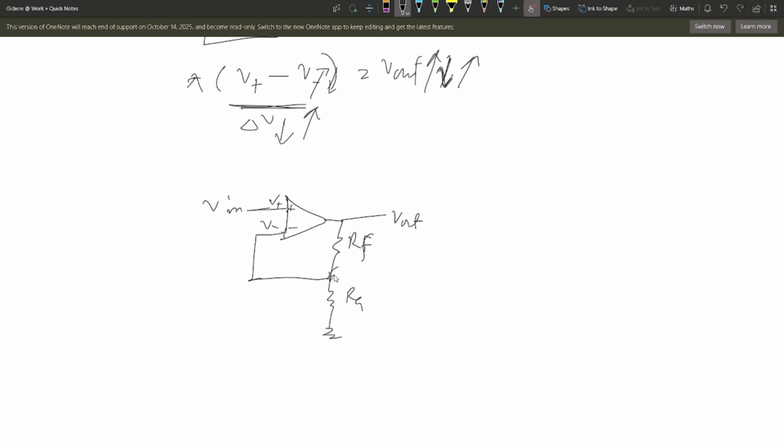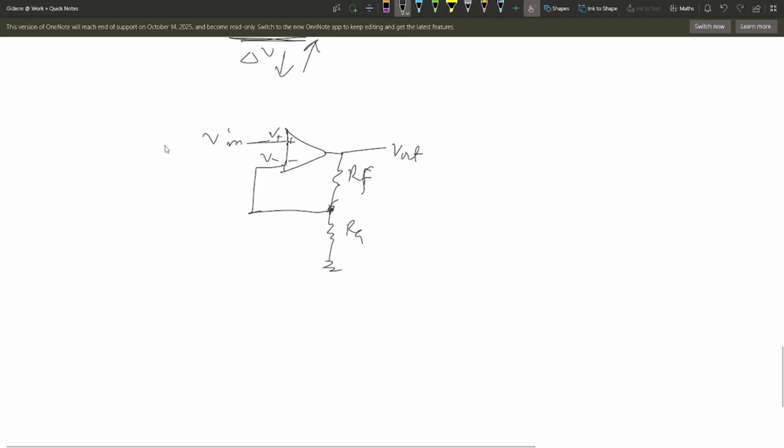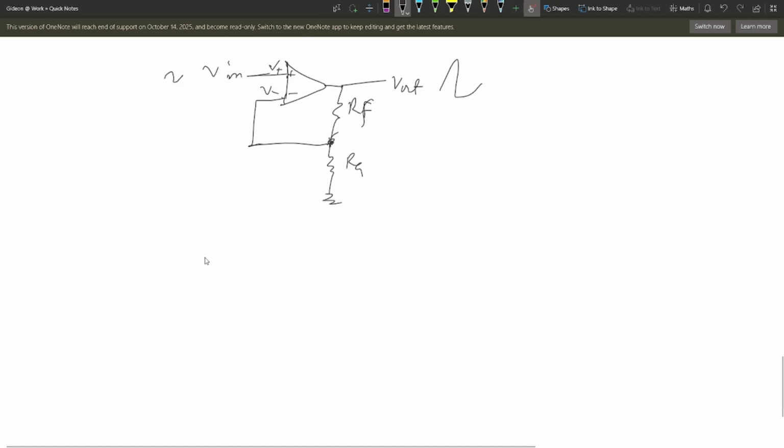Now V minus starts from here. It's a fraction of the V out, as we can see. And the signal that we are trying to amplify is connected in here, and this will give us a certain output, right? So let's do the analysis to find the gain of this particular circuit. We know this is V minus, and for an ideal op-amp, V minus is equal to V plus, right? In essence, it means that V minus should be equal to V in.